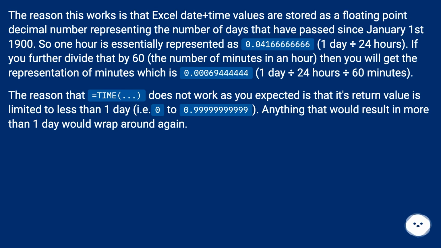The reason that =TIME does not work as you expected is that its return value is limited to less than 1 day, i.e. 0 to 0.99999999999. Anything that would result in more than 1 day would wrap around again.